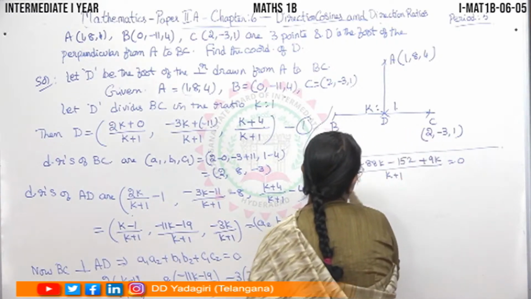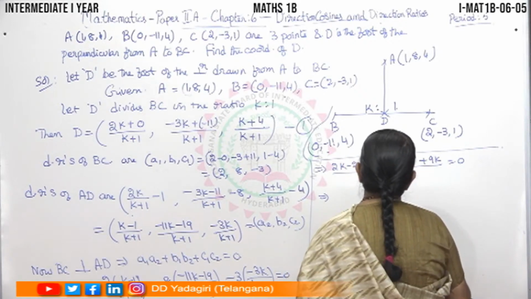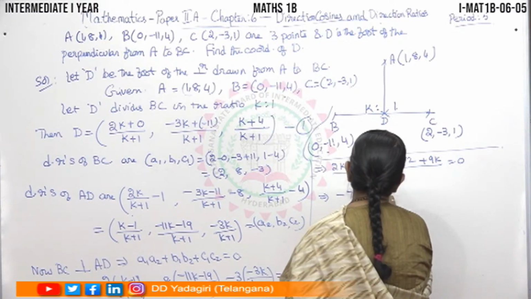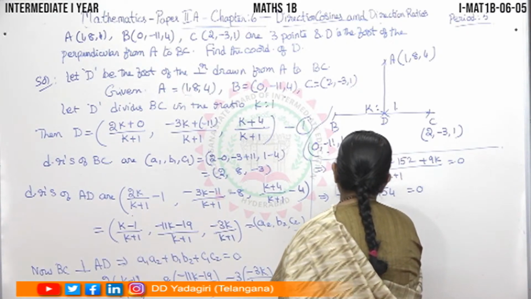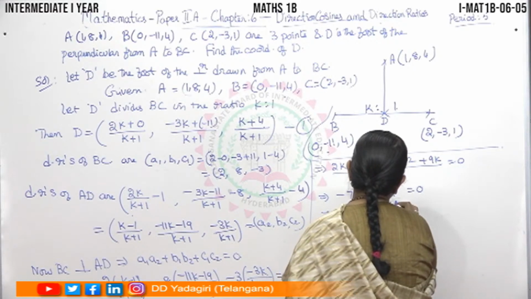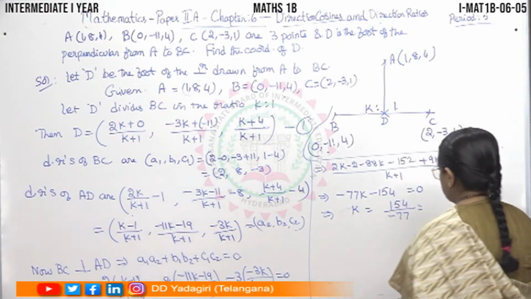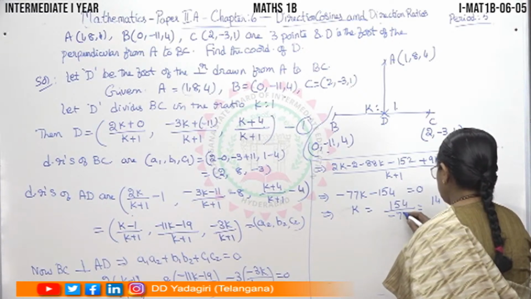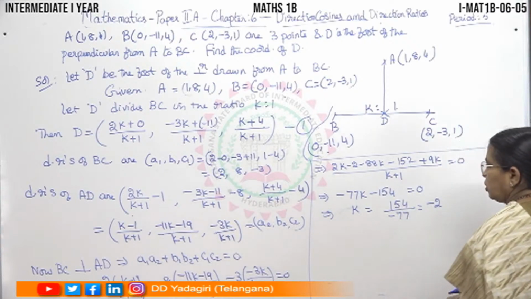So that means 88 minus 9 minus 2, which gives minus 77k, and minus 2 minus 152 is minus 154, equal to 0. So that means minus 77k = 154. So k = 154/(−77). 11 ones are 11, 11 fours are 44, so this is 2 only. So k is equal to minus 2.